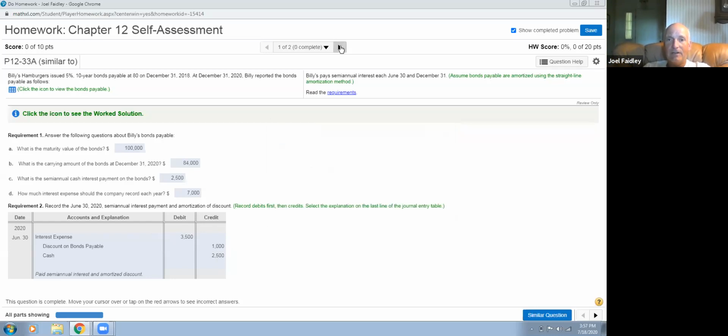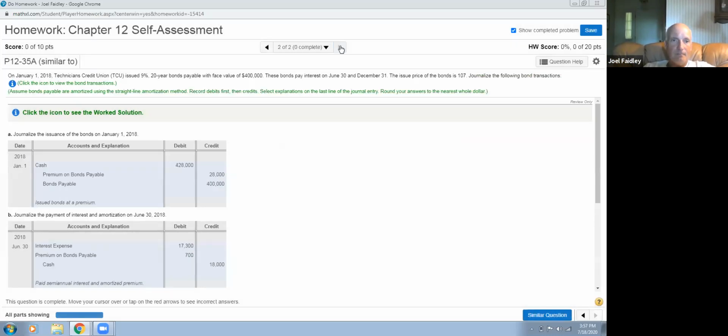And then the last one for chapter 12: 9% 20-year bonds, face value 400,000. Bonds were issued at 107, so 1.07 times 400,000 is 428,000. That tells you it's a premium, and a premium is always on the same side because a premium is a liability account. Discount is a liability account too, but a discount is a contra account. Premium is an adjunct account. It increases the value of your liability.